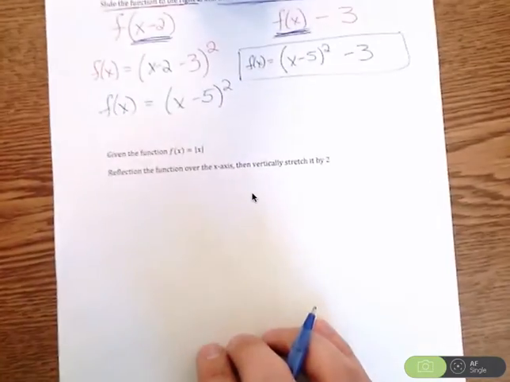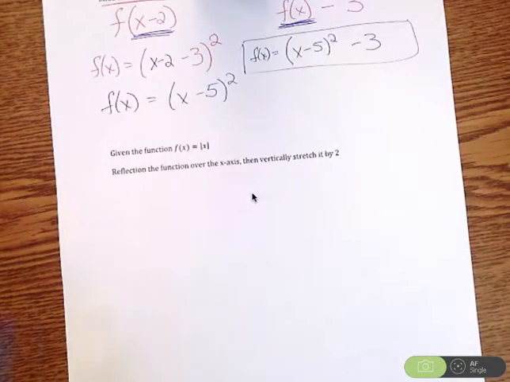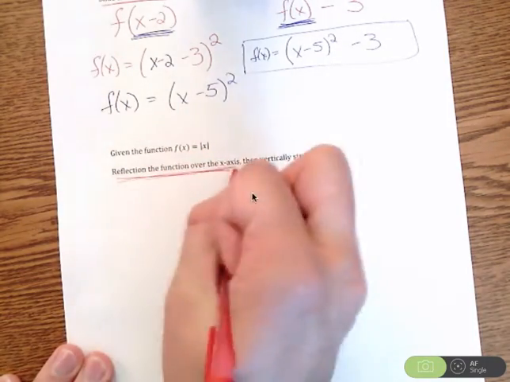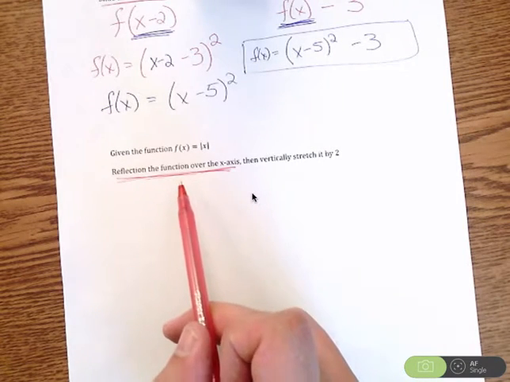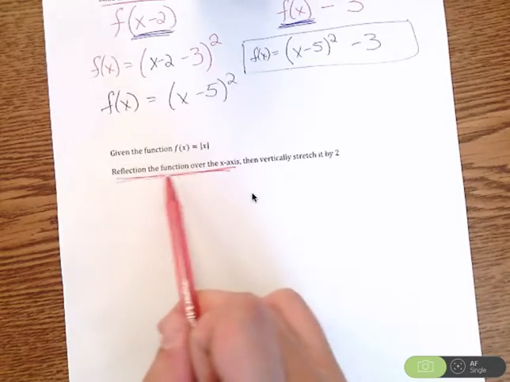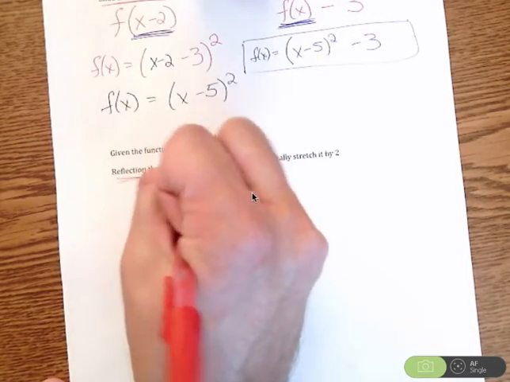Another example, I have a new function, f of x equals the absolute value of x. So the first transformation we're going to do is reflect the function over the x-axis. So I know if I want to do a reflection, that has to do with a positive or a negative sign on a. So if I want to reflect it over the x-axis, what I'm going to do is I want a negative in front of f of x.